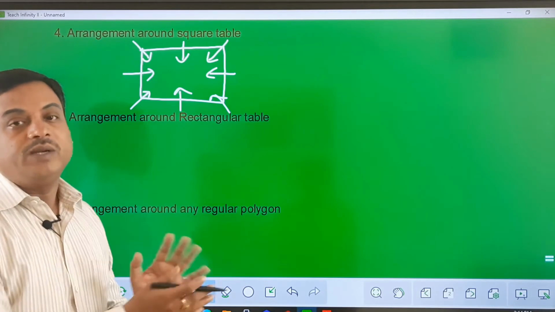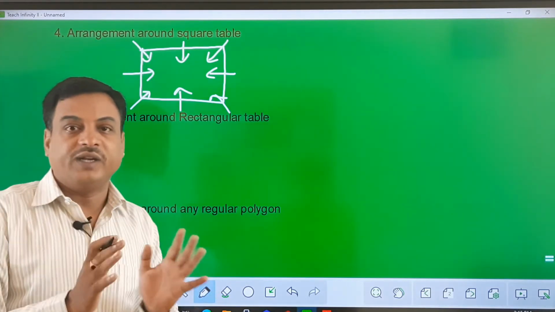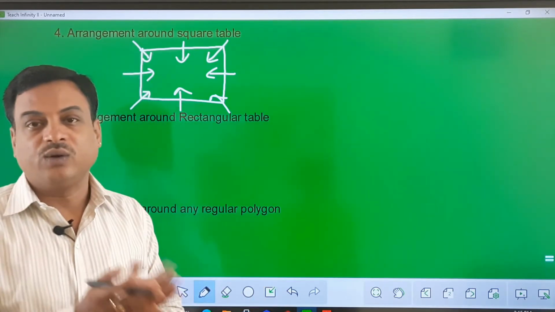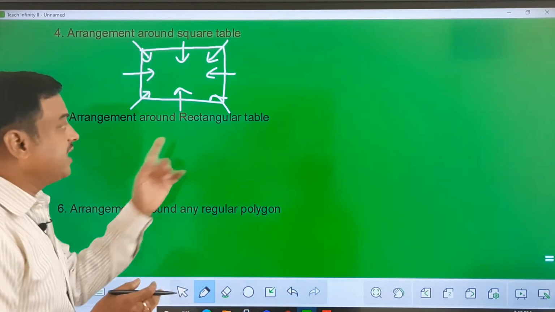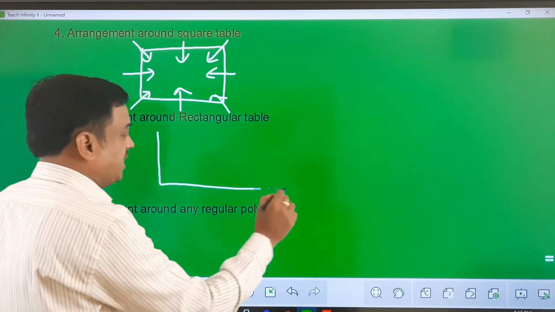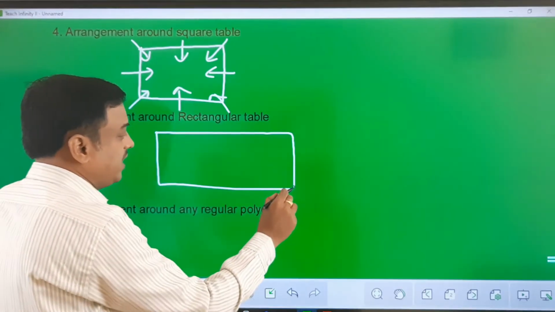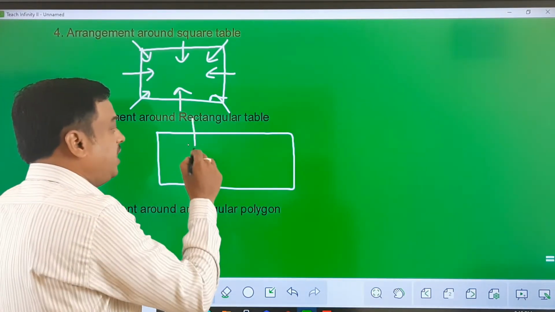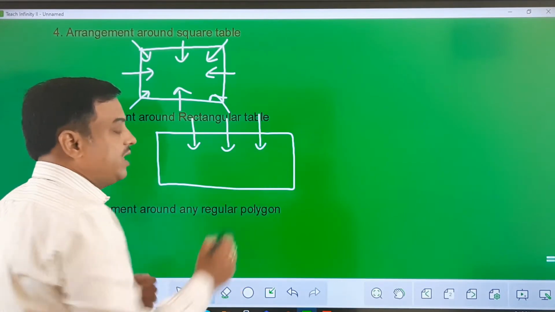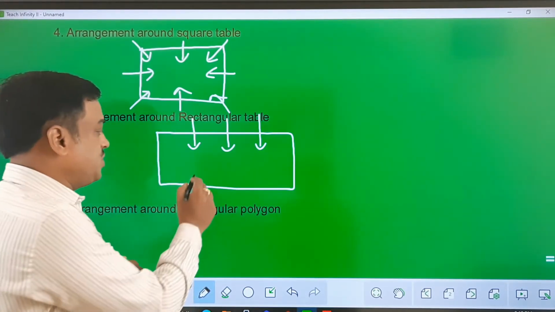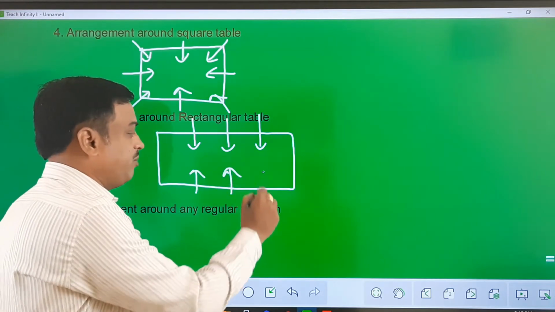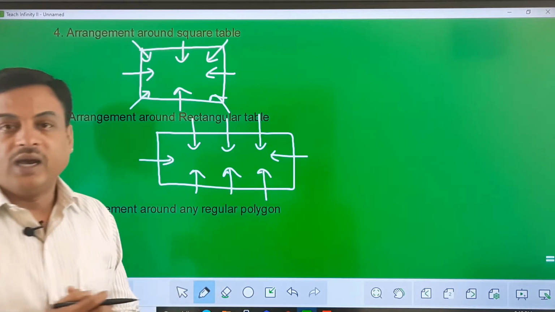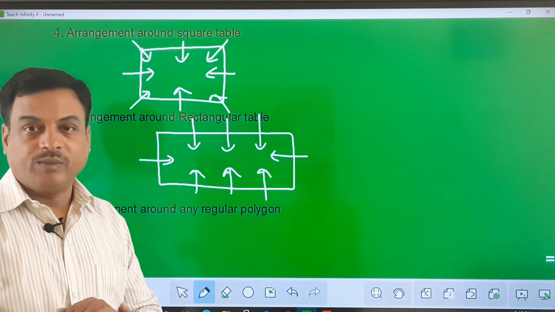Now this is very much similar to circular arrangement. There are no big differences. In fact, there is almost no difference between a square table arrangement and a circular table arrangement. Now when it comes to a rectangle, there can be a small difference, but it is again very much similar to circular arrangement. Here you can see on a longer side we have more people arranged, and on a shorter side we may have fewer people arranged. So this is called a rectangular table arrangement.